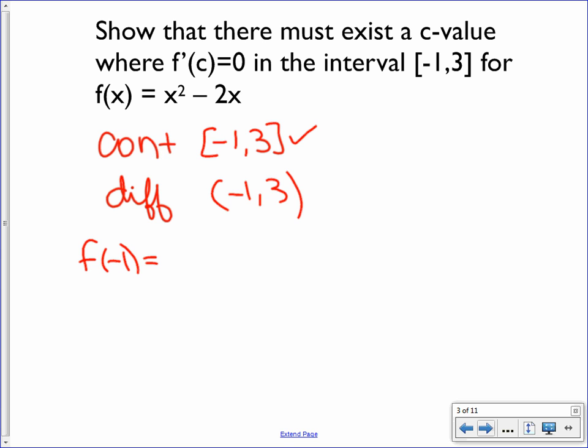So what's f of -1? 3. What's f of 3? 3. These have to be the same in order for us to use Rolle's theorem. So we know that between -1 and 3, there is an x value that when you evaluate the derivative, it is 0.